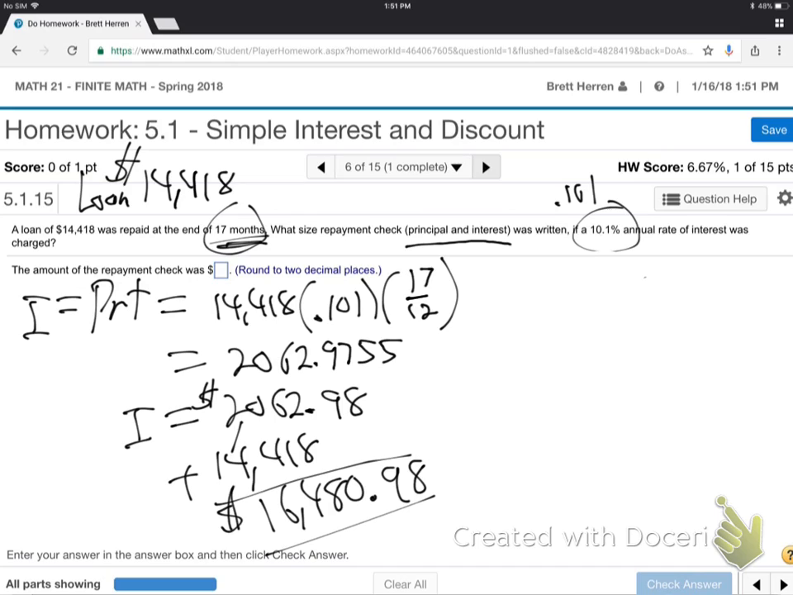Interest and principal. This is interest, this is principal. That makes sense? The original amount borrowed. You've got to pay back the original 14,000 you borrowed, plus the interest on it. So the total repayment, check, 16,480.98. Questions I can answer on that? Are we good on that?